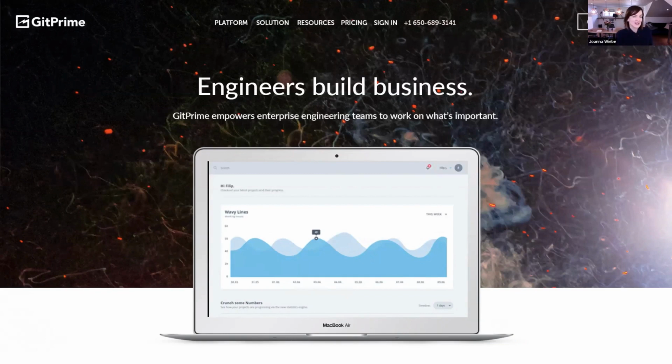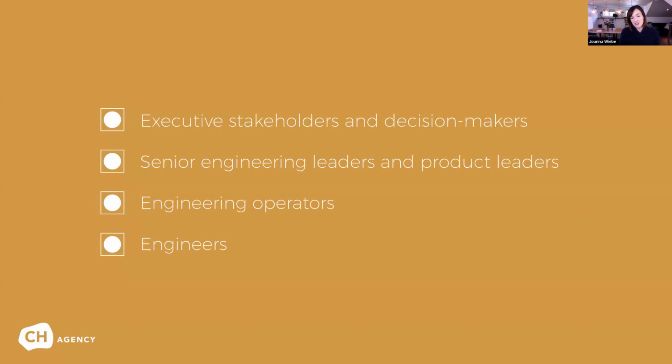So as soon as they can see that in real life, then they can get a better sense for how they really feel about it. And then you talk them through that. So you would replace this, of course, with your own mock-up. And then what I like to do is make sure I identify if it's going to work. And this is just a basic heuristic analysis. Is this going to work for the people that you're trying to speak with? So in this case, it was executive stakeholders and decision makers, senior engineering leaders, engineering operators, and engineers. It hit the mark on all four.